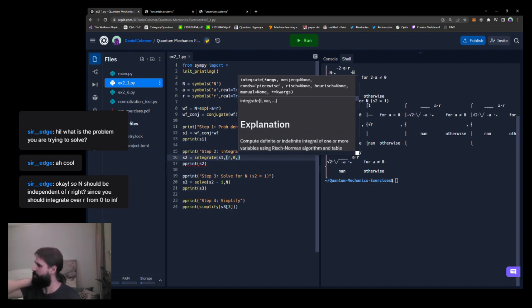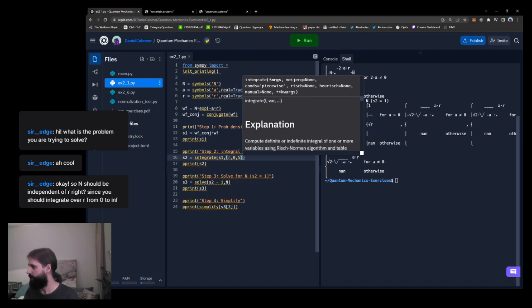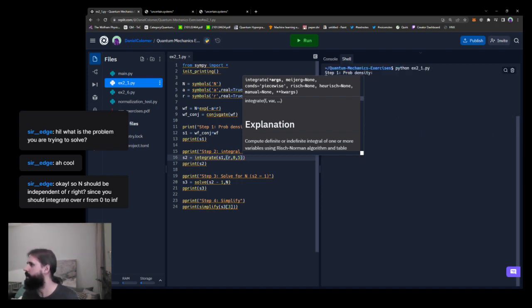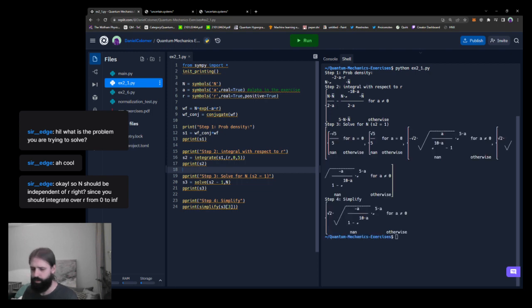But then I don't really know where the other limit would be, right? Even if I just put something random, that still does not give me any good answer, I think. So n should be independent of r, right? Since you should integrate over r from 0 to infinity. Do I have to integrate from 0 to infinity? Probably. I do 0 to infinity, because that's what will make sense, because it has kind of a decay shape, right?